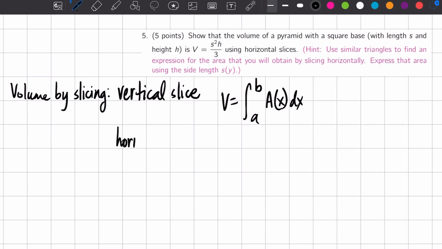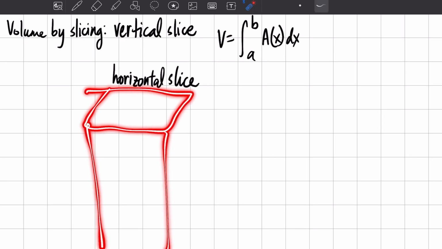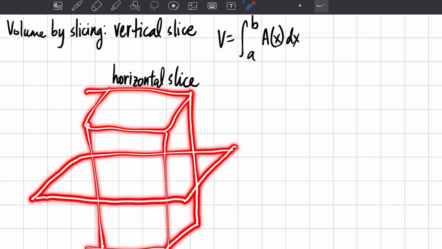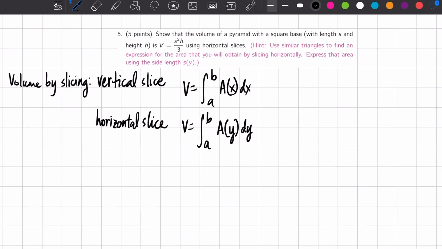But if you're doing a horizontal slice, for example, you have this solid and you want to obtain its volume, so you do a slice right here and obtain the area from the bottom part to the top part. So we are moving through values of y. Your V would be the integral over the bounds of the area, but this time it should be in terms of y. Okay? So what we are doing here, based on the instructions, are horizontal slices.